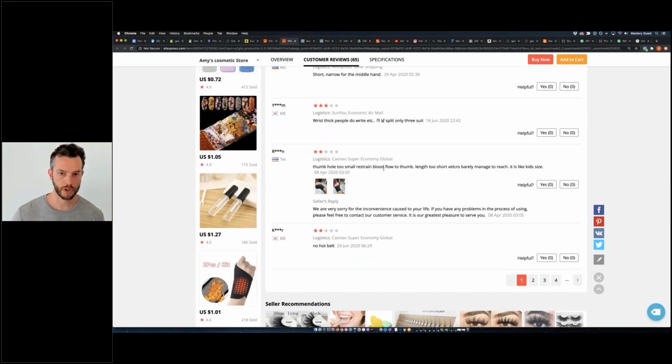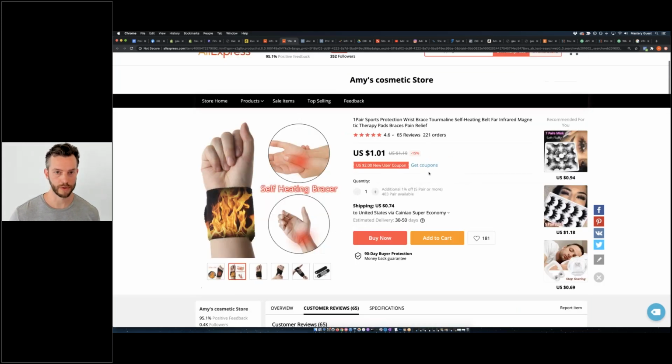Thumb hole too small, restrains blood flow to thumb. Length too short. So this is someone not too happy with the product. So you want to read these types of reviews.